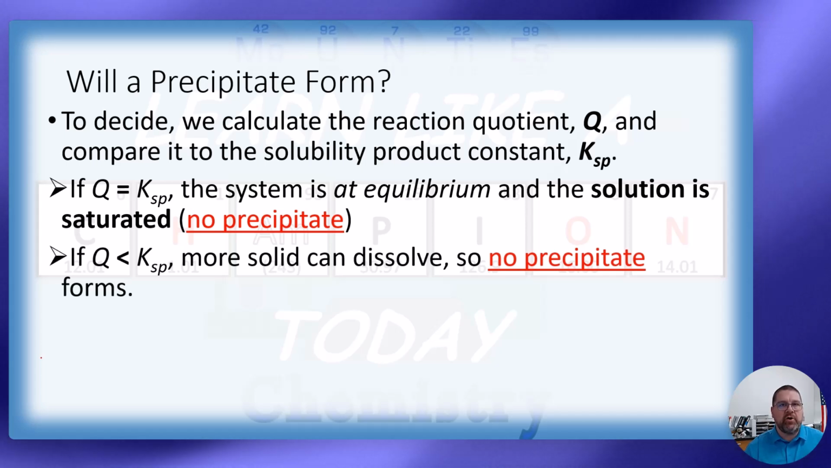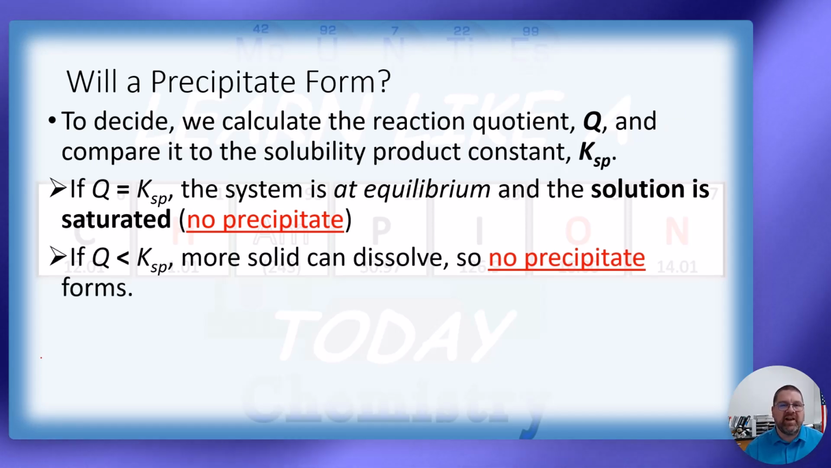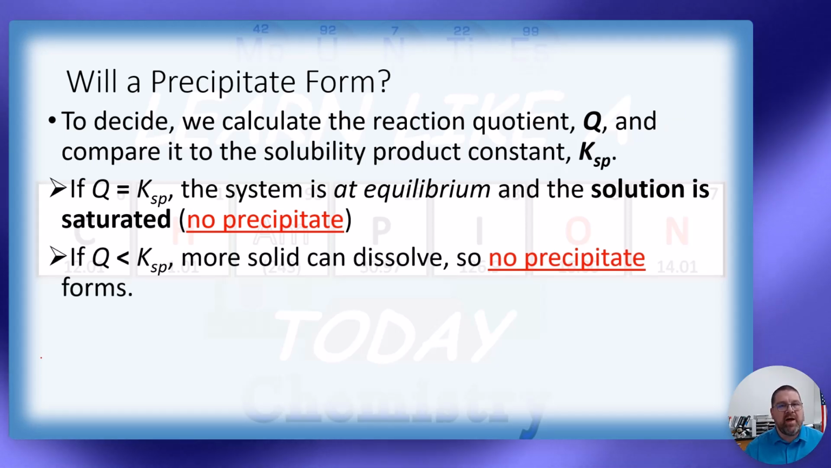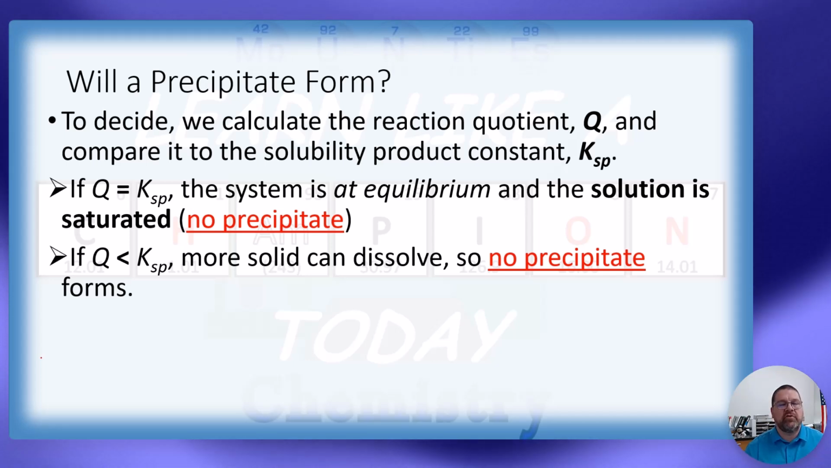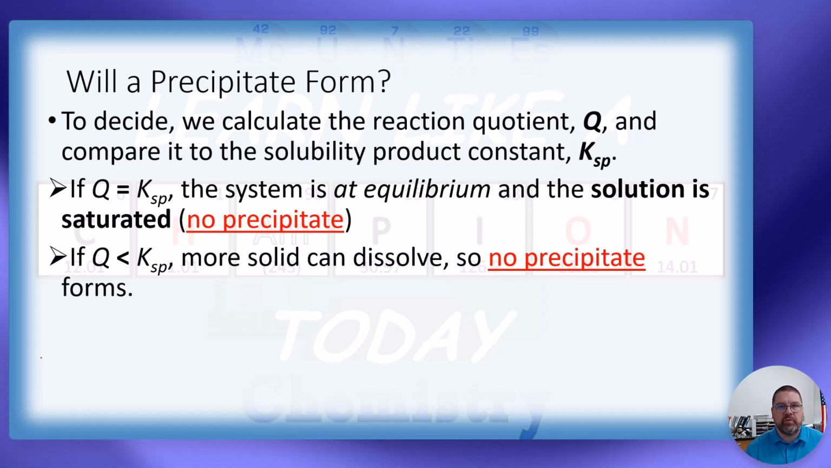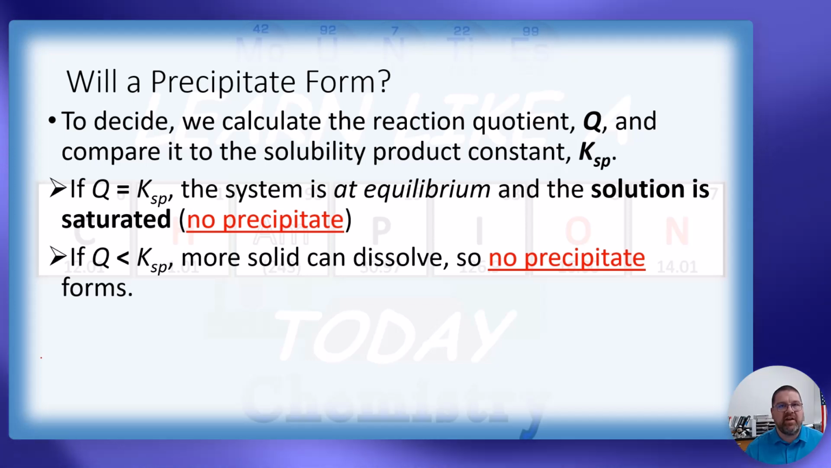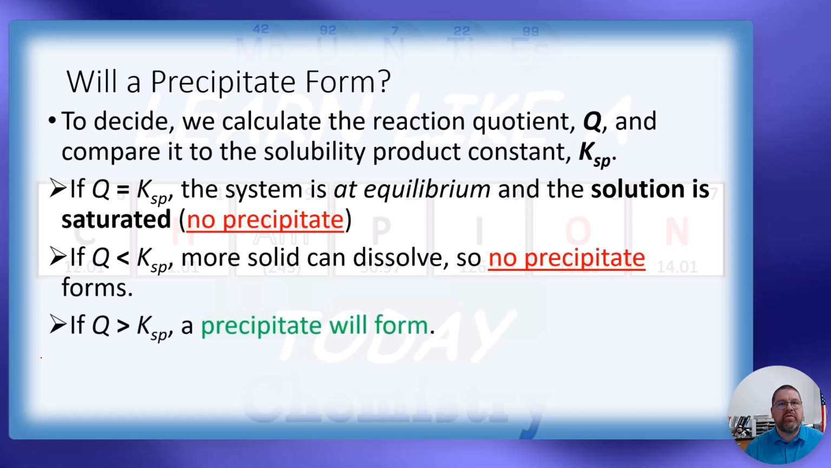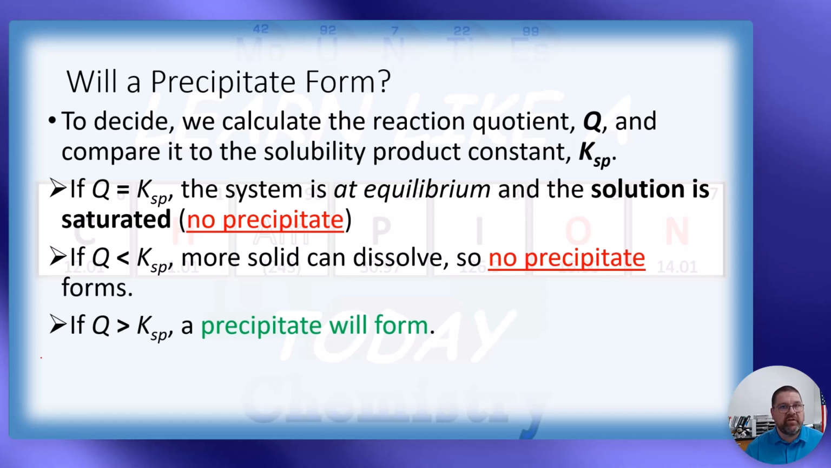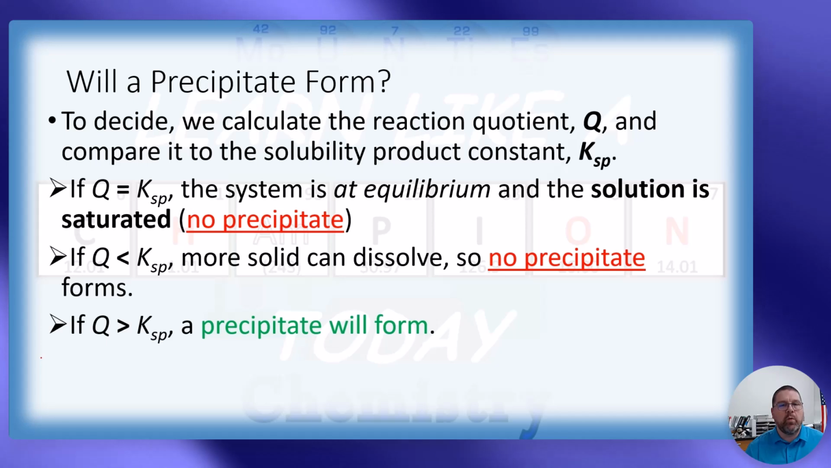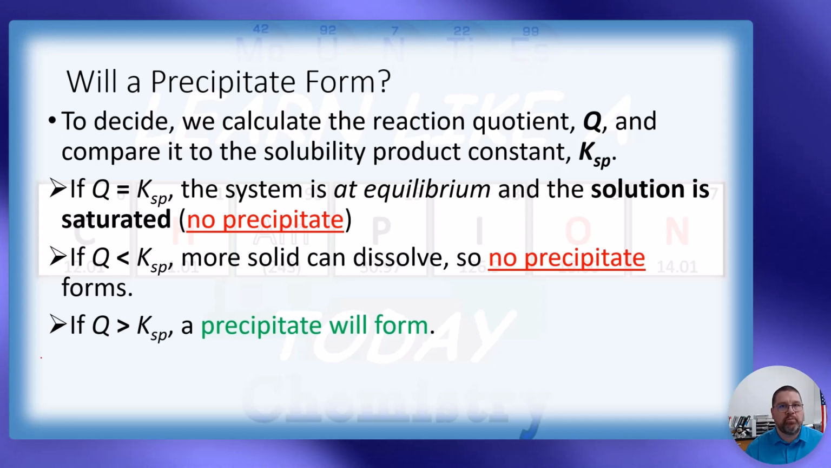If the Q value determines to be less than the KSP value, then that means that the forward reaction would be favored, which is the dissolution direction. So that means that no precipitate would form in that case either. But if Q evaluates greater than K, then that means that the reverse reaction will be favored, which is the insoluble solid, and therefore we would expect to see a precipitate form.